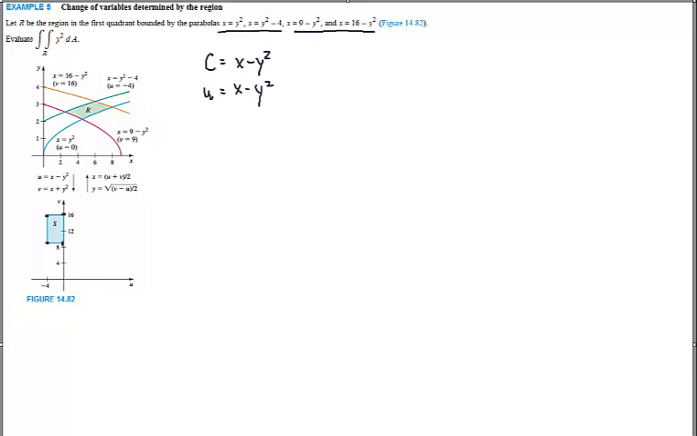This one is going to be some constant that I can write as x plus y squared. So we'll let this one be v equals x plus y squared, and that's how these u and v equations were developed. To get the x and y in terms of u and v, you'll just plug each of these into the other until you get to that point.